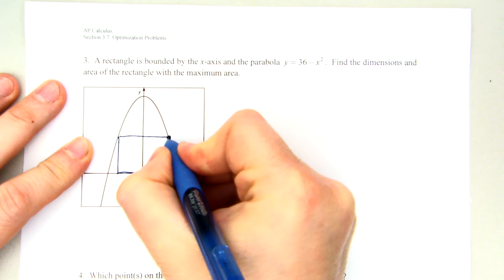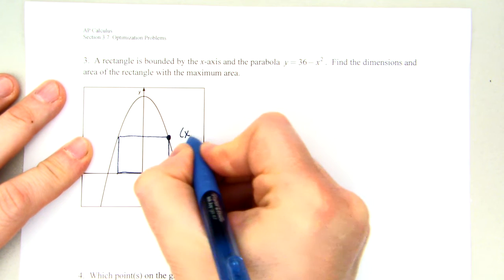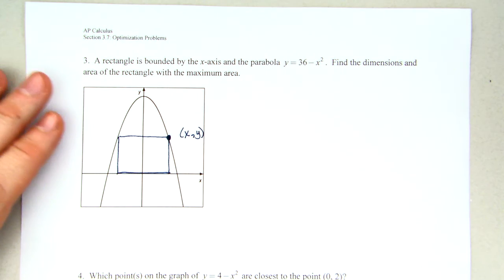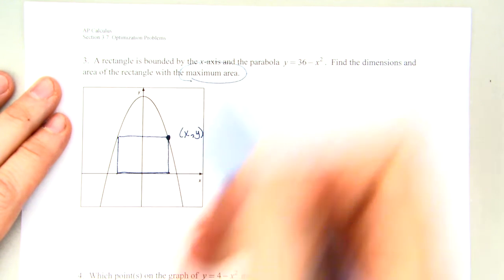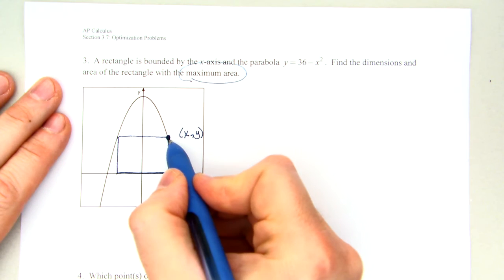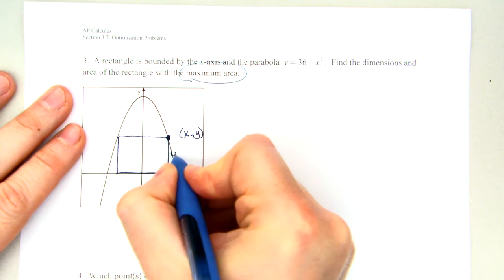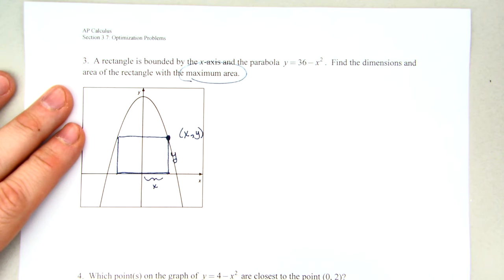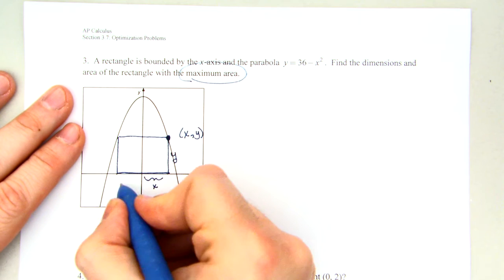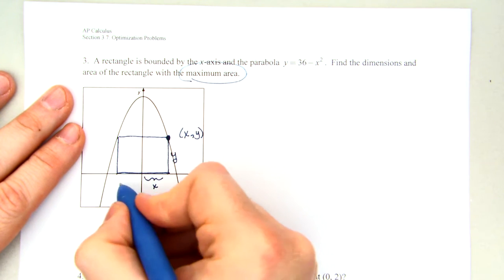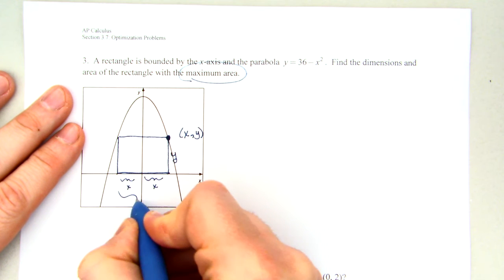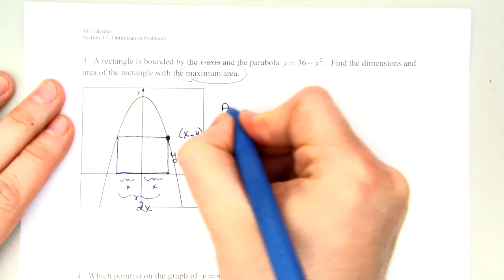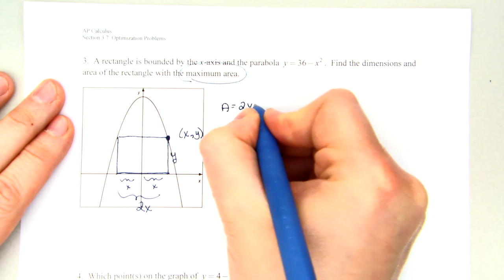And I can put a point over here at that corner of the rectangle, and I can call that point x comma y. I want to maximize the area of this rectangle. Well, if this point is x comma y, I know that the height of my rectangle is y. I also know that this over here is x. Well, if that's x, and my parabola is symmetric, I know that this is also x, so I think the entire base of my rectangle will be 2x, and my area will be 2xy.